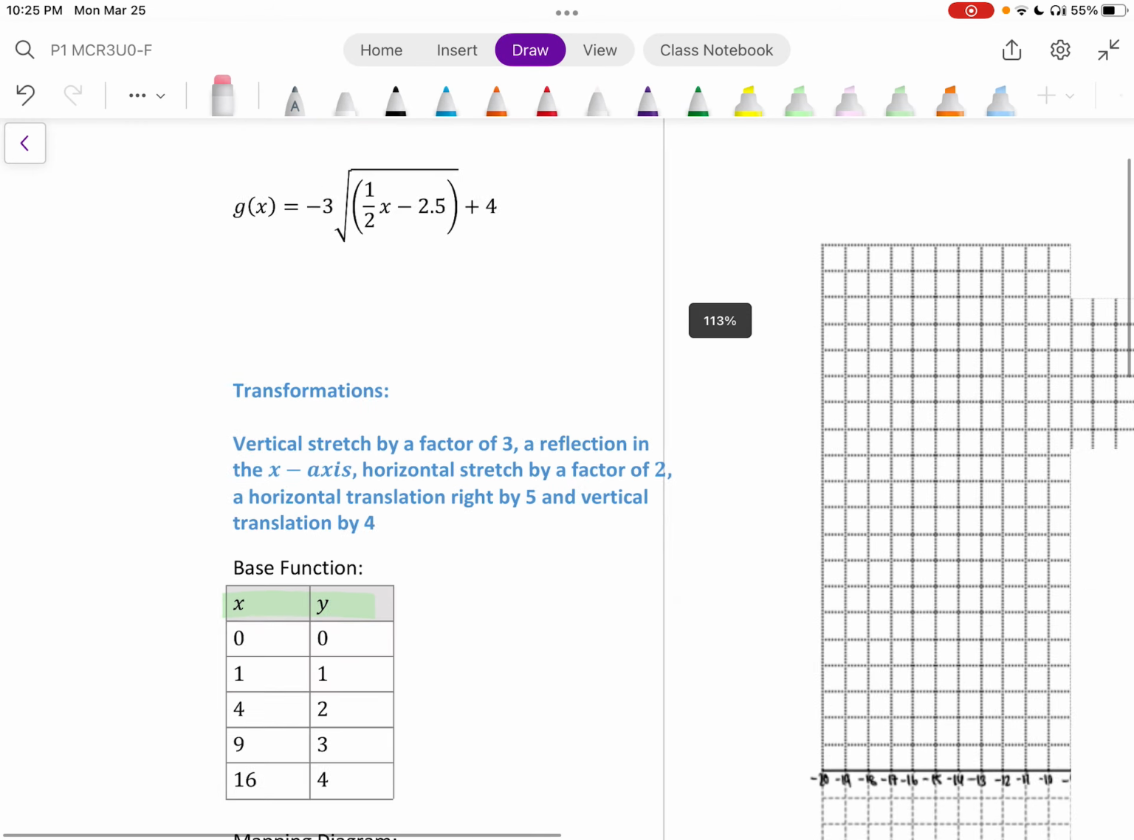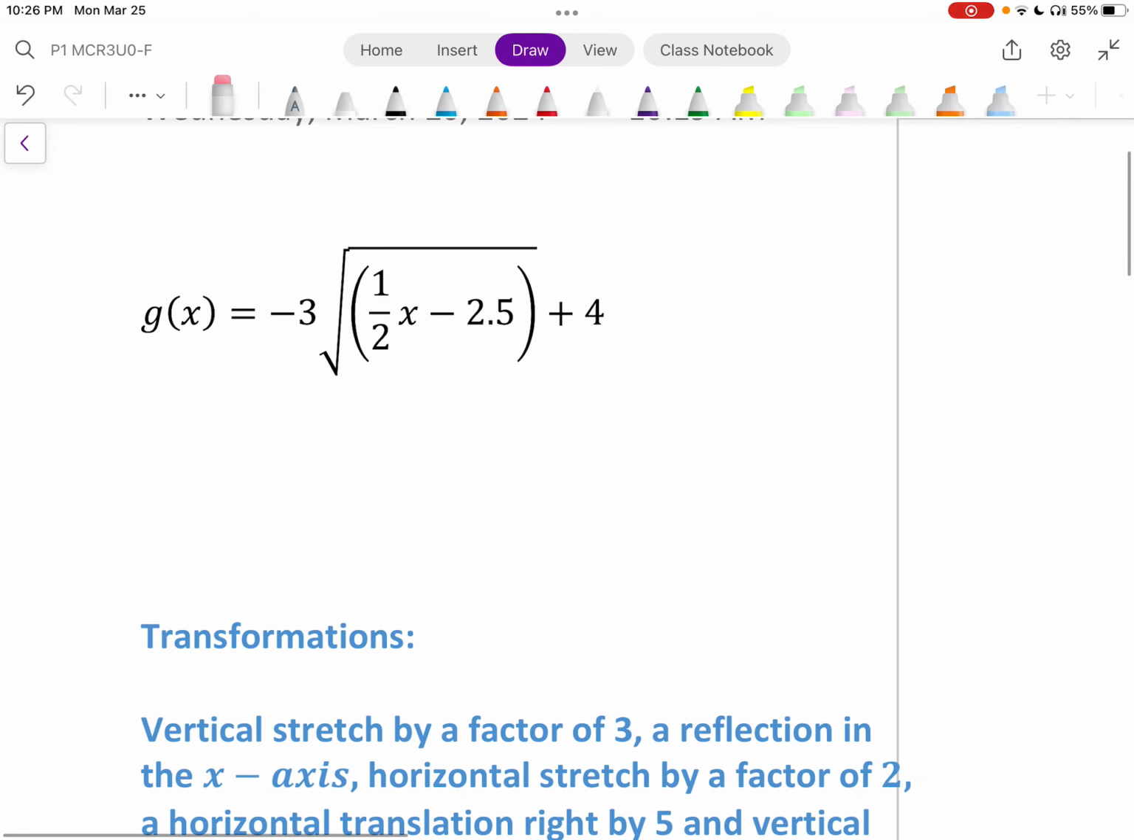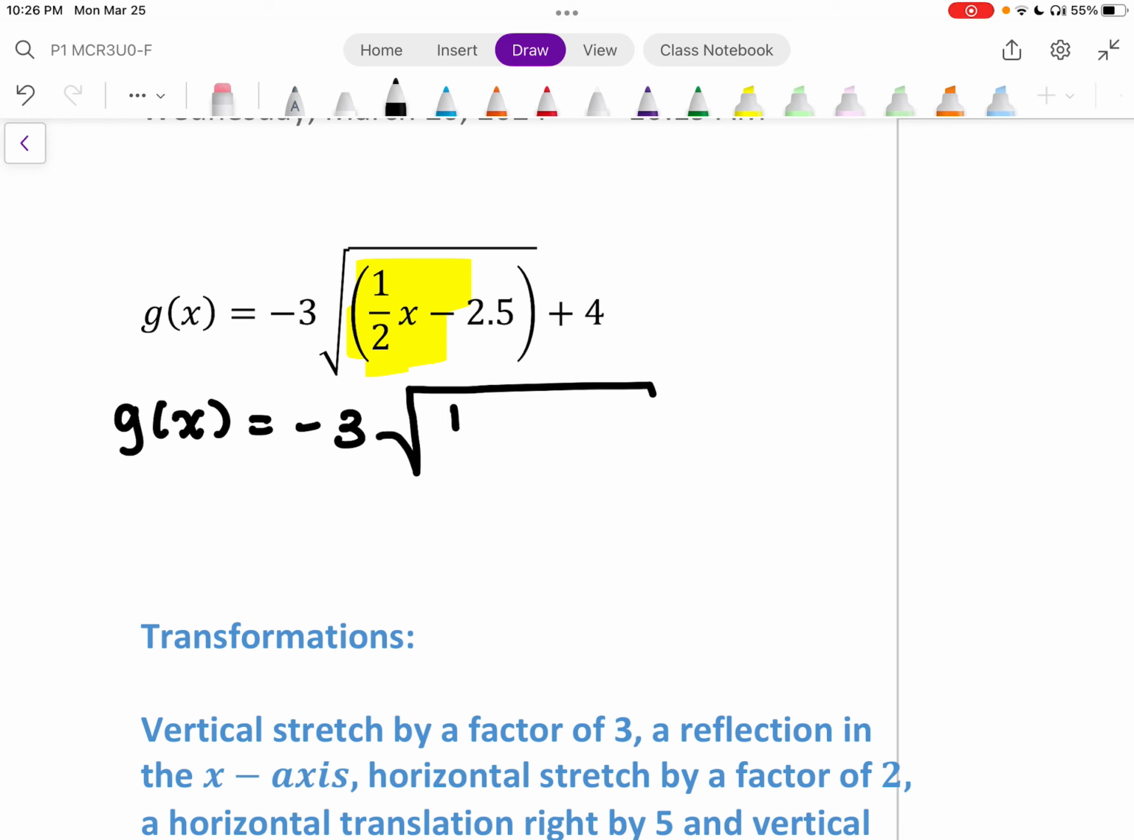Okay, so I think the best way to remember how to do this is to actually just practice it. First things first, anytime you have a function like this, you need to make sure you factor out the k value. It's not factored for you, so we're going to have to pull out that 1 over 2 value in front of the x. So I'm going to do g of x is equal to negative 3 square root 1 over 2. And when I do this, I need to divide everything inside the bracket by 1 over 2.